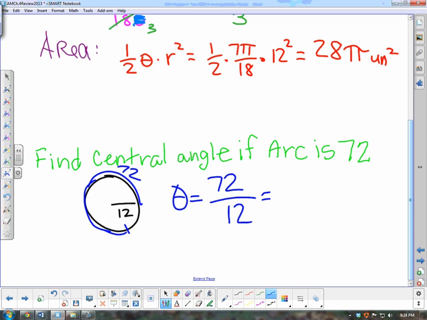And that in turn turns into 6 radians. And then if it asked you to convert it to degrees, you would have to multiply that by 180 and divide by pi. And I do believe you will get 343 degrees.